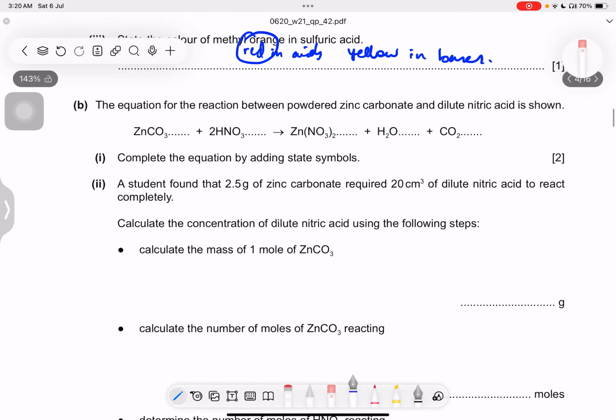The equation for the reaction between powdered zinc carbonate and dilute nitric acid is shown. Complete the equation by adding state symbols. So for carbonates, we know all carbonates are insoluble except for sodium carbonate and potassium carbonate. So this is not sodium or potassium, so it will be a solid. And as for acids, these are aqueous. Now nitrates are all soluble. So aqueous, water is a liquid, carbon dioxide is a gas.